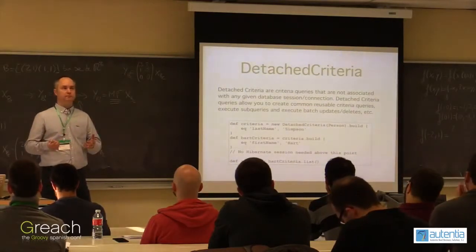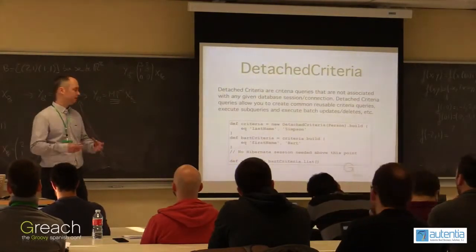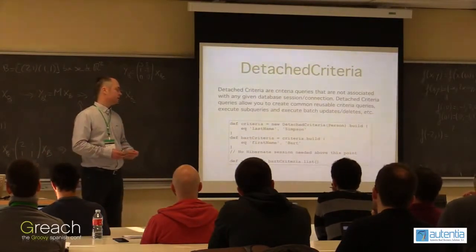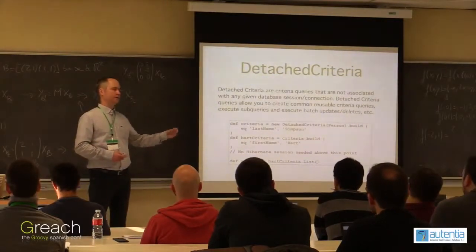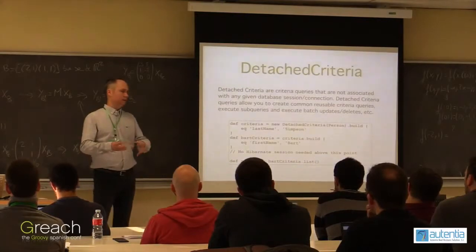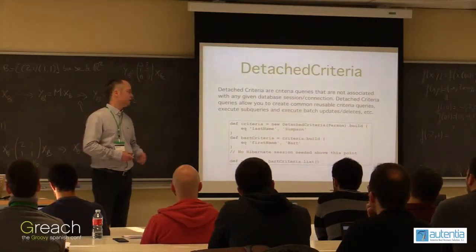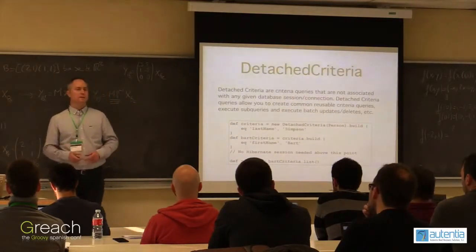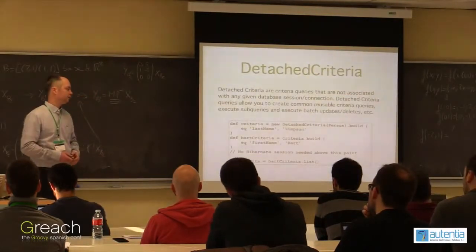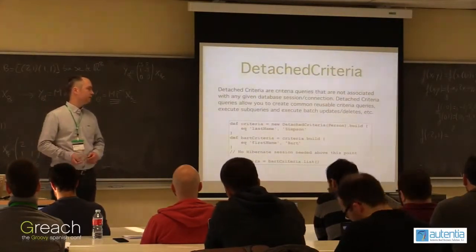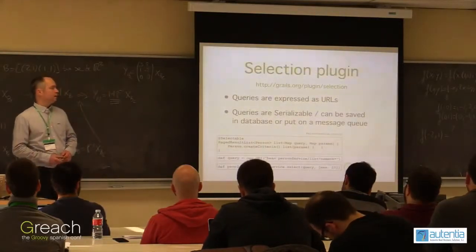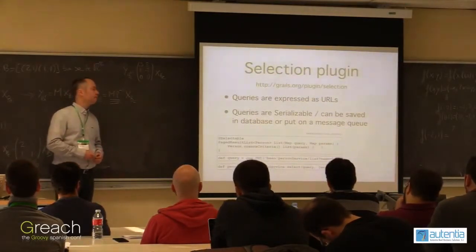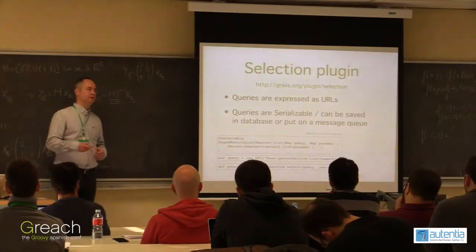If you have a plugin that exports to Excel, a plugin very specific to export data to Excel, then you can create a criteria of what is to be exported in one plugin, and just send it with an event to the Excel exporter, and the exporter will execute the query and sort it the way it wants. But criteria instances are not serializable, so you cannot store it in a database or send it over a message queue.